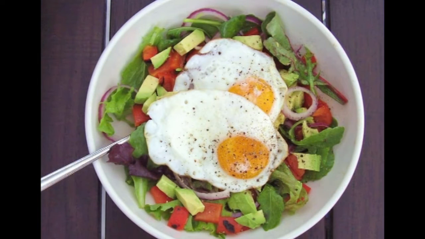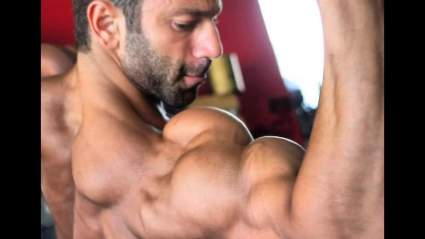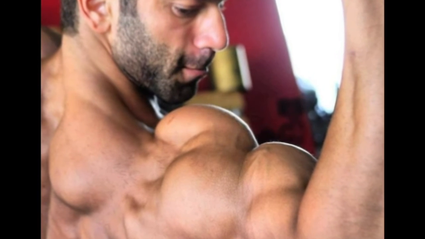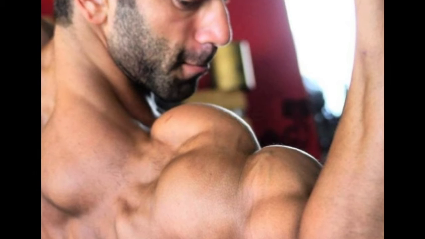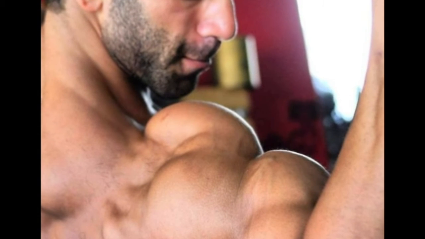Carbohydrates have a sparing action on proteins. The word sparing action means that proteins are considered one of the major nutrients which are the structural components of the cell, so they usually are oxidized for the body's metabolic processes. Carbohydrates aid in muscle growth, and they get oxidized to provide the necessary fuel reserves for the body. Hence they have the capacity to spare the proteins.